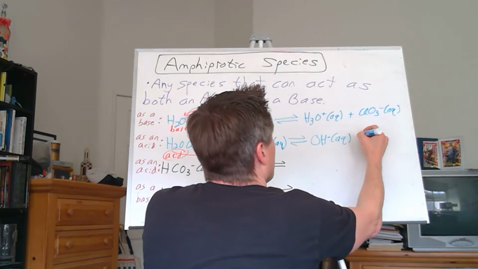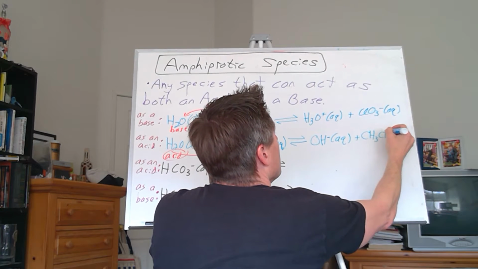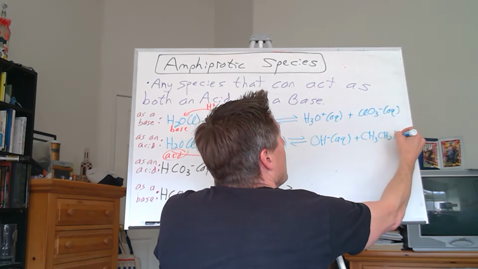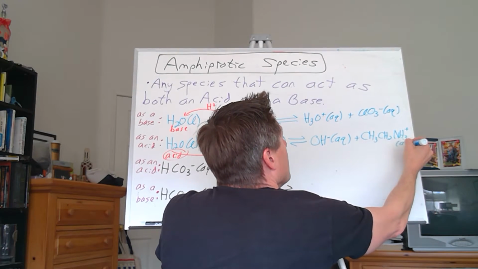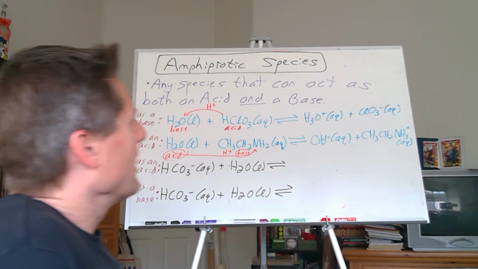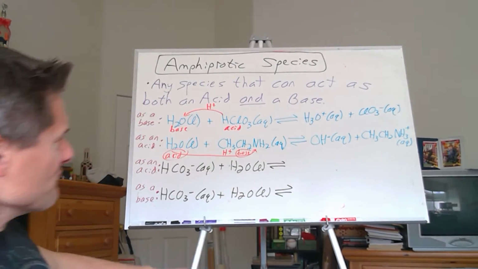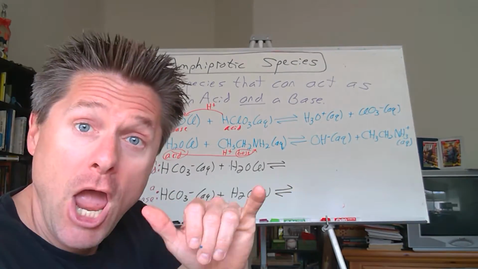And that will be my conjugate base, and then I'm going to form my conjugate acid here. I don't think I have enough space, CH3. So many carbons, CH2, NH3 with a positive charge, and there's your conjugate acid. I think that's the ethyl ammonium ion or something like that. So water can be both a base and an acid. That makes it amphiprotic. Yeah!